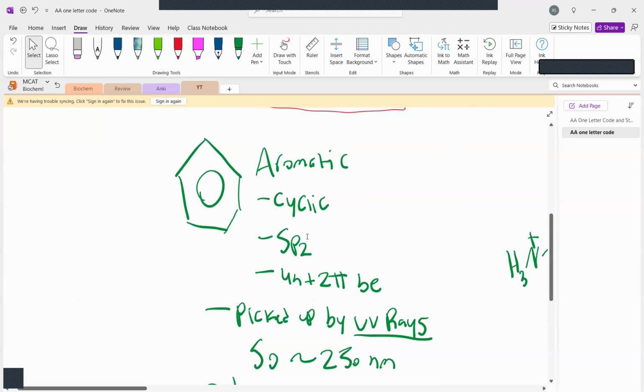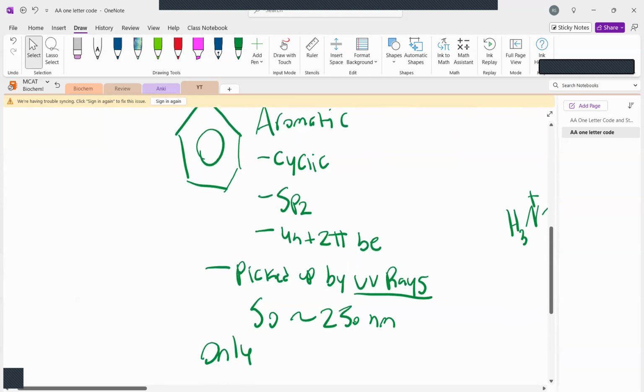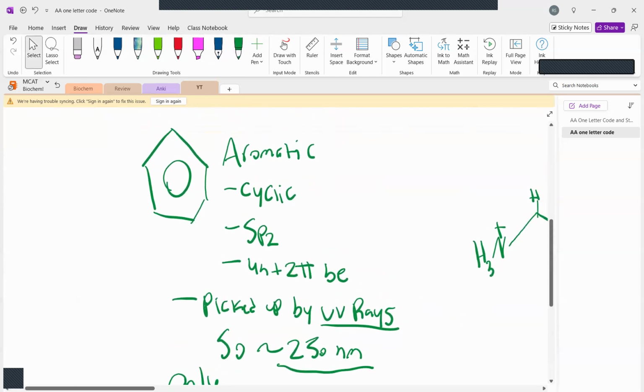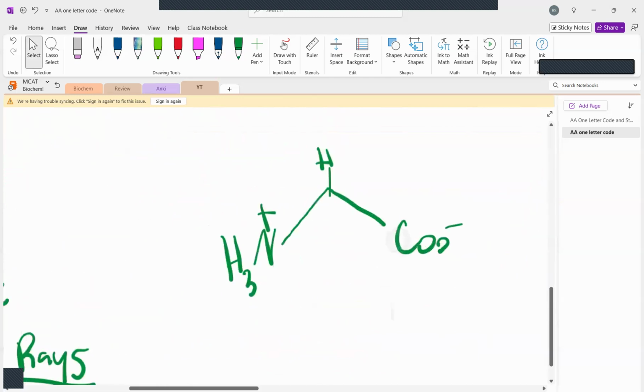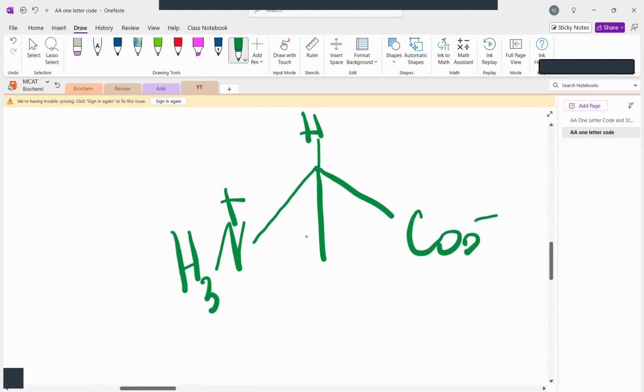So these ones will be picked up by UV rays, around that 250 nanometer range. And they're the only ones that are really sensitive, where their electrons in the sp2 hybridization orbitals will get excited by that.